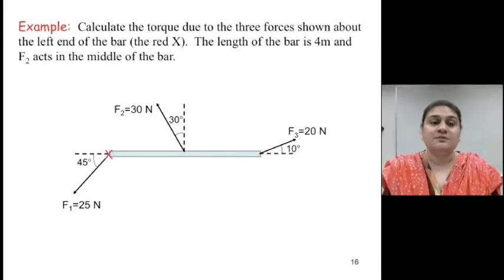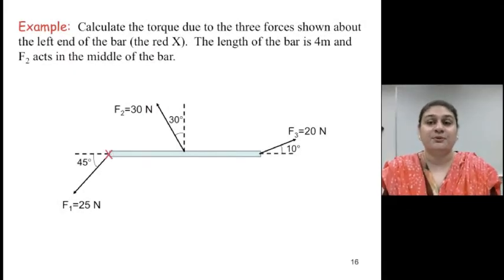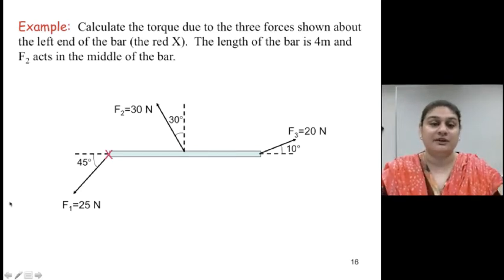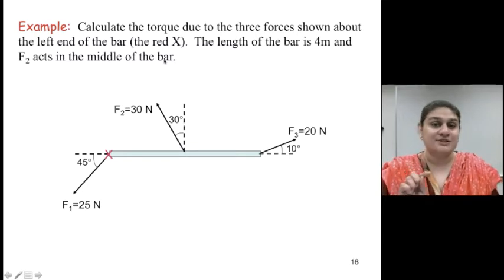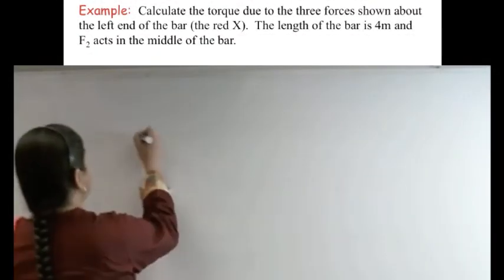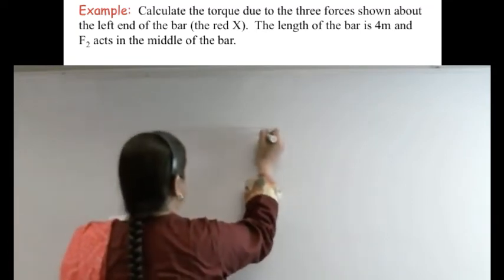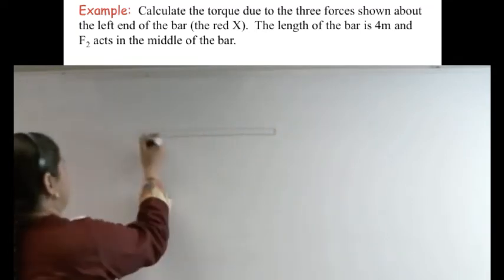Another question is: calculate the torque due to the 3 forces shown about the left end of the bar, located at the point X. The length of the bar is 4 meters, and F2 acts in the middle of the bar. Okay, so now this is a very interesting question. This is 3 forces acting on one single bar.